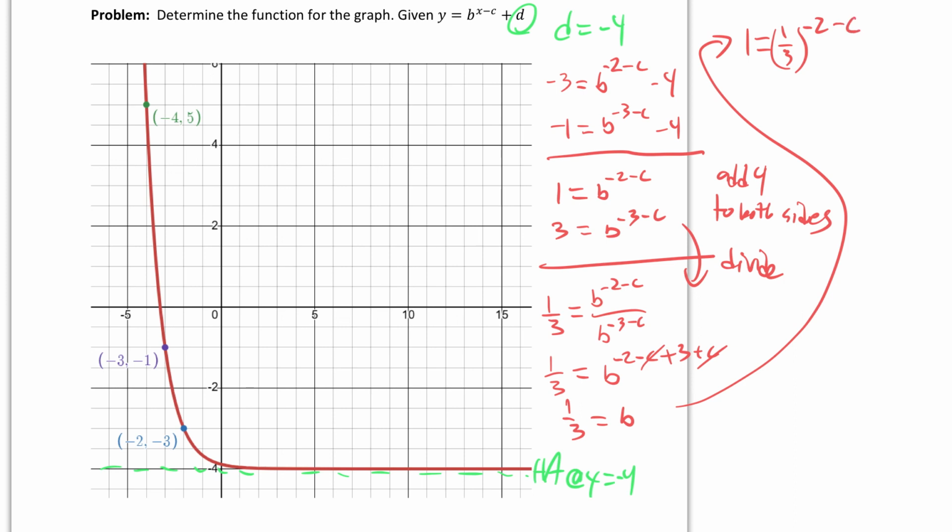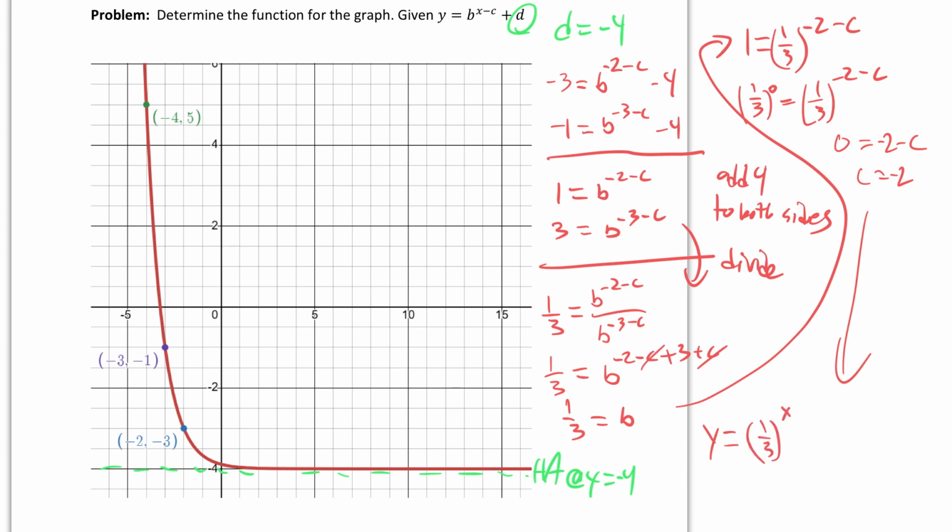Now again, this is a bit of a weird equation. Maybe this one isn't the easiest to use, but we know that 1 is equal to 1/3 to the 0. And so we can treat this just like our exponential equations that we're used to solving. So we get the same base with a little cheat there, 1/3 to the 0. We drop the base, we get 0 equals negative 2 minus c. So c equals negative 2. And so our final equation then is y equals 1/3 to the x minus negative 2, or plus 2, and then minus 4.